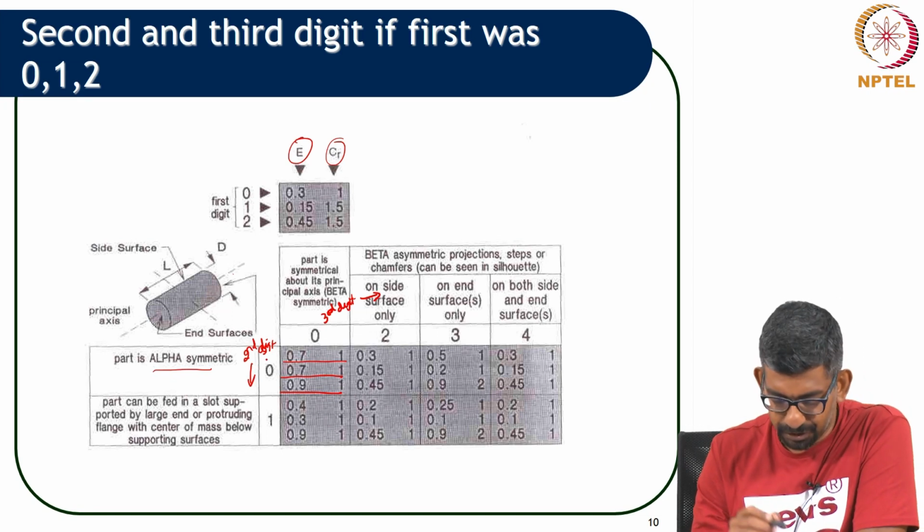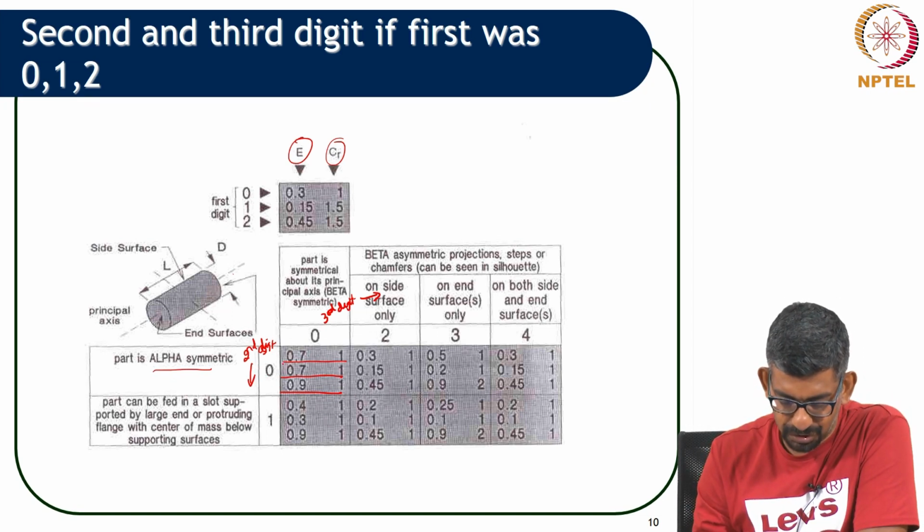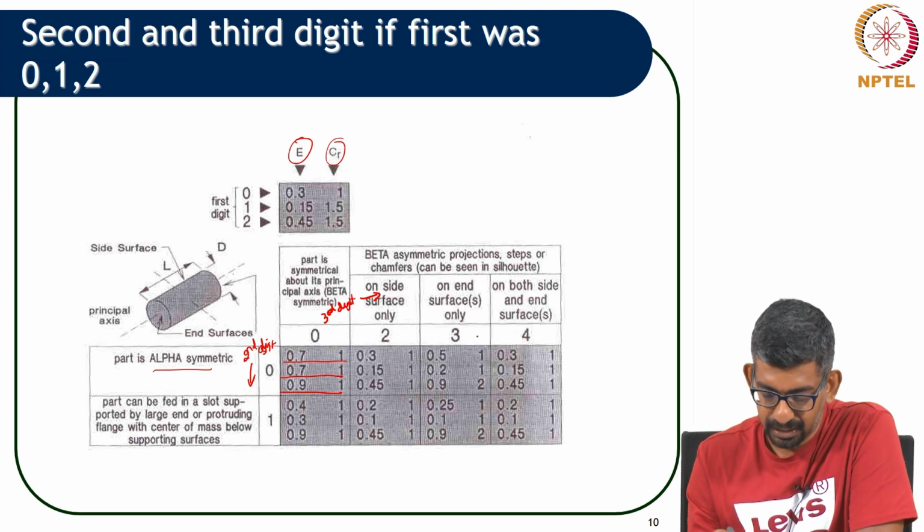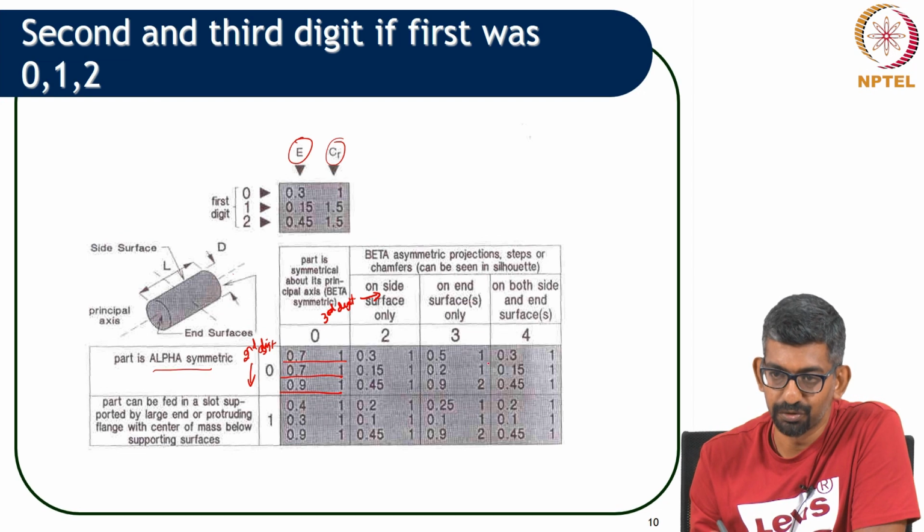So, let us say that you chose, for whatever reason, 0 and 3. Your second digit was 0, the part is alpha symmetric, it is 0, and beta symmetric projections, we will see what those projections are, on end surfaces only. If it is on the end surface, you are only choosing 3. But there are 3 options here.